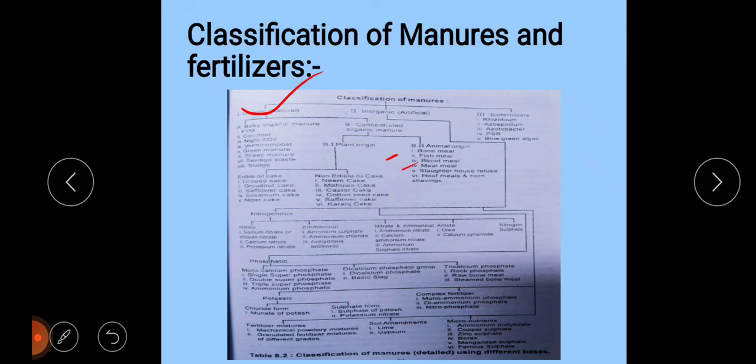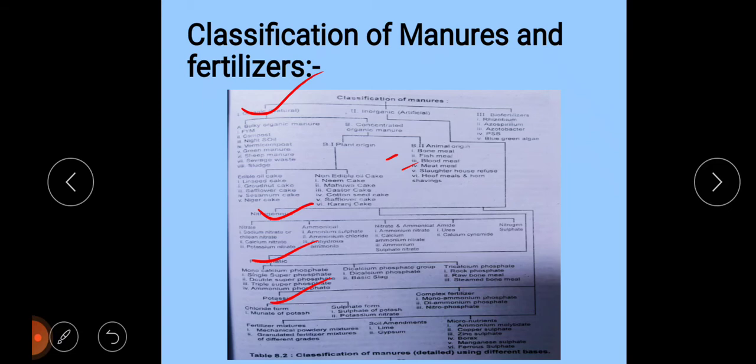Then after that we discuss the broader sense of inorganic or artificial sources, or we can say fertilizers: nitrogenous fertilizers, phosphatic fertilizers and potassic fertilizers. So we discuss these three distinct classifications here. Firstly, nitrogenous fertilizers in nitrate form: sodium nitrate, calcium nitrate, then potassium nitrate.